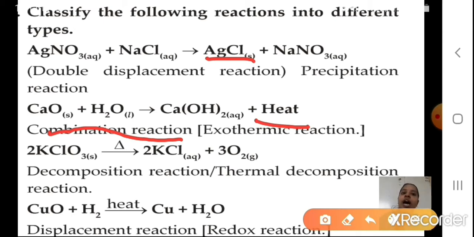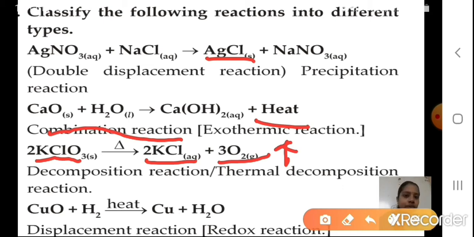Okay, next you have 2KClO3 gives 2KCl plus 3O2. Now this is a decomposition reaction. You have studied the definition: a single reactant can be separated out into two or more products. Here you can see 2KCl and 3O2 gas are formed. So here again an arrowhead will come. So it is a decomposition reaction, or you can call it a thermal decomposition reaction.